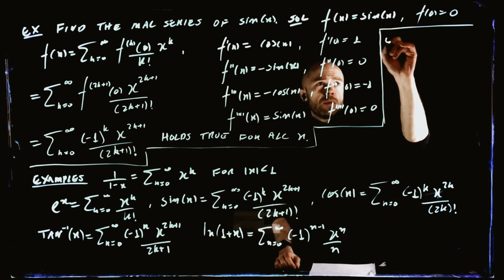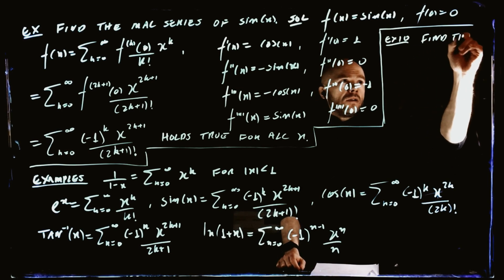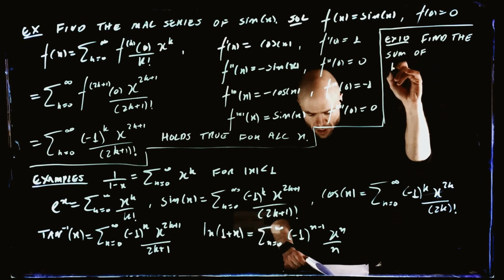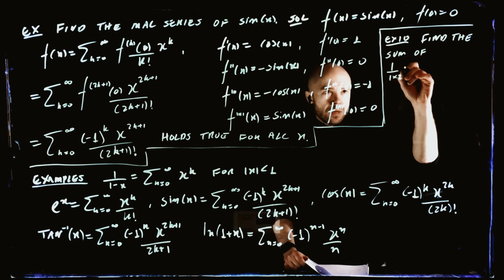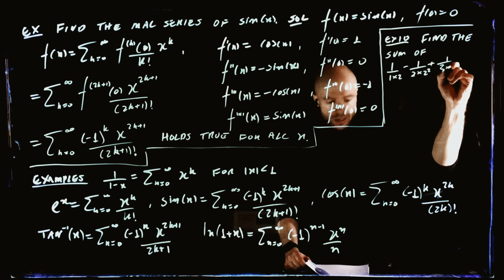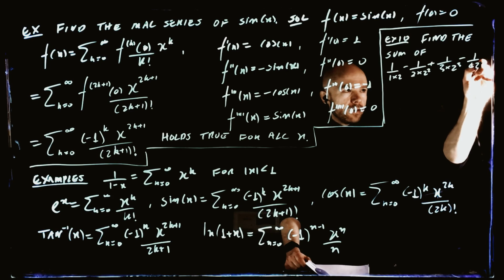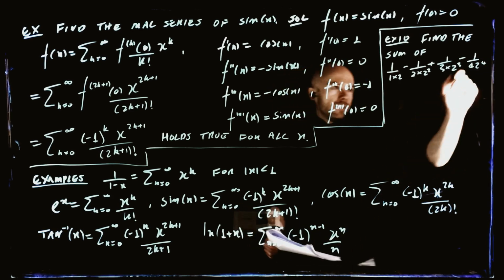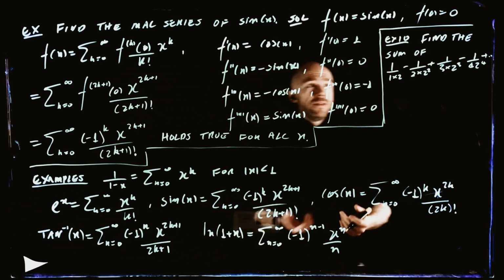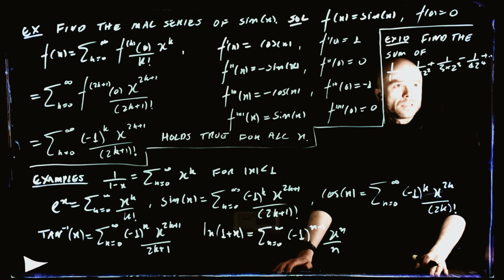So here's an example. Example 10. Find the sum of this thing: 1 over 1 times 2, minus 1 over 2 times 2 squared, plus 1 over 3 times 2 to the 3, minus 1 over 4 times 2 to the 4, and so on. So the hint is it says find the sum of, so there must be a way to actually explicitly find what this is. And it's not either a power series or a telescoping series.